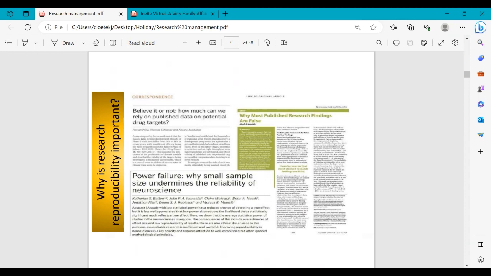Because the public trust in science is failing. Here we can also see some articles that have been published that are critiquing research reproducibility, and now we can understand why this is so important. Look at this first article here, this research correspondence. Believe it or not, how much can we rely on published data on potential drug targets?